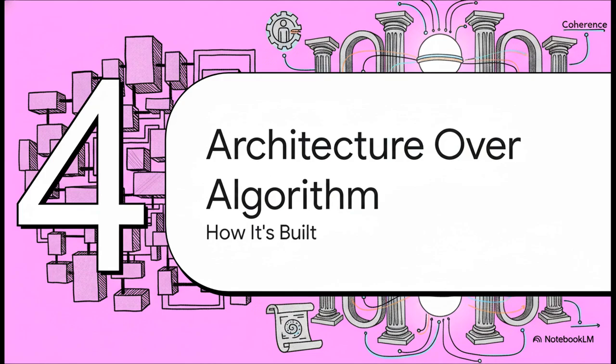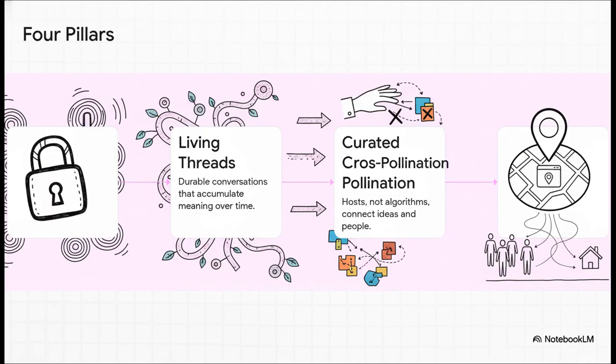Okay, so this is all starting to make sense, right? We've got the core principle, coherence. We've got the key person, the steward. But how do you actually build the thing? What does this architecture look like in the real world? It all comes down to 4 key pillars. First up, you have bounded spaces.